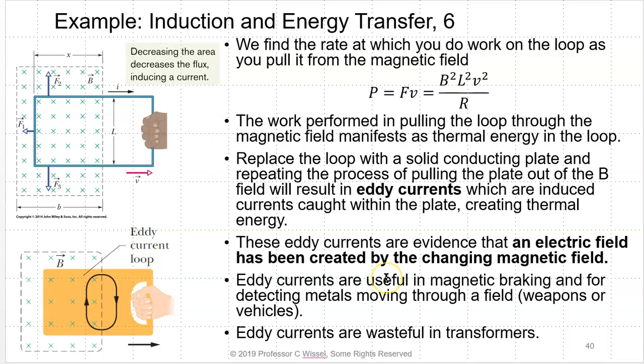Okay, the eddy currents are useful in magnetic braking and for detecting metals. That's how metal detectors work. And of course, we also want to look at vehicles too. This can be used to detect vehicles at stoplights to turn the stoplight. But eddy currents are wasteful in transformers. They heat up the transformer, which is undesirable.